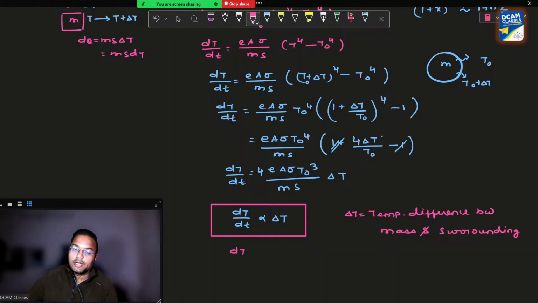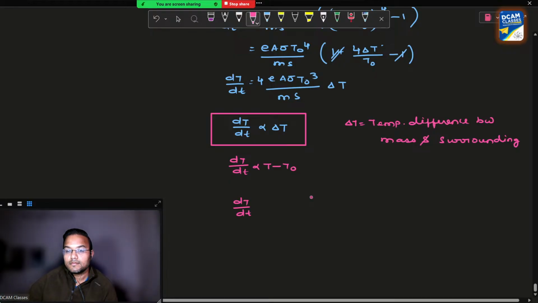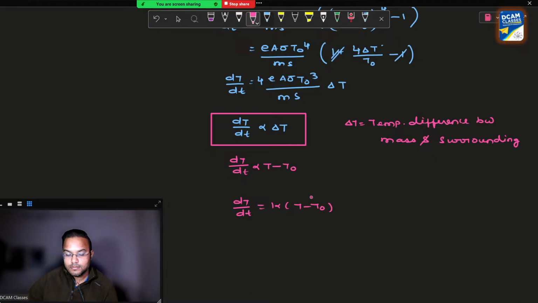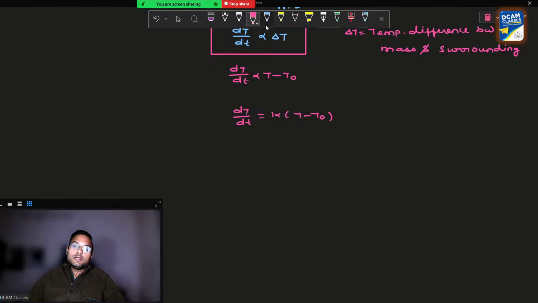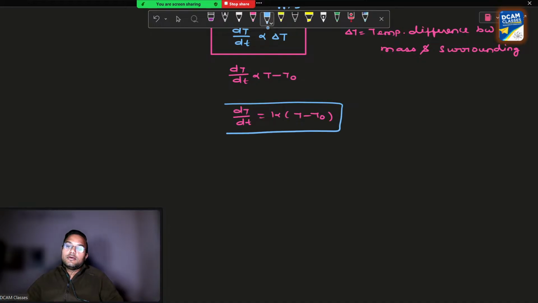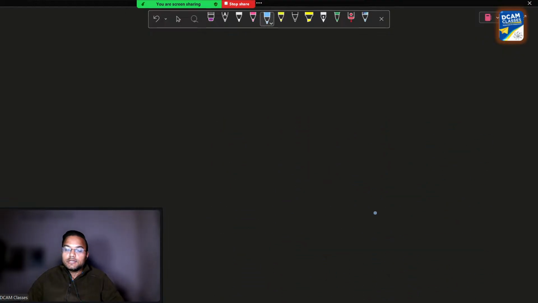You can also write this equation as d temperature by dt is proportional to T minus T naught. Now there is an approximate formula for this also. Usually, whenever we solve a question, first we use this equation.